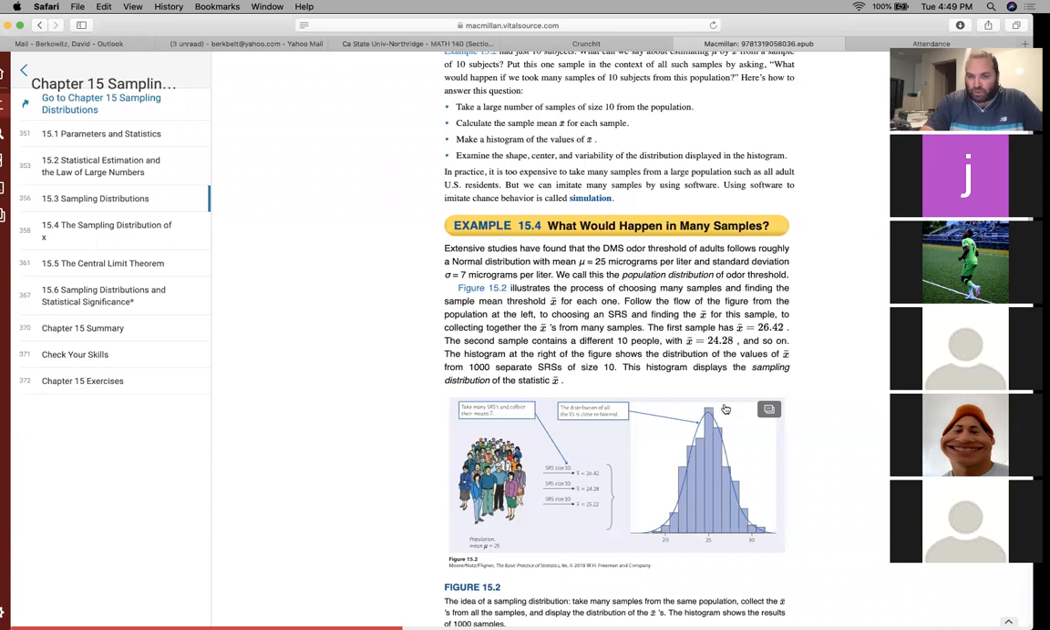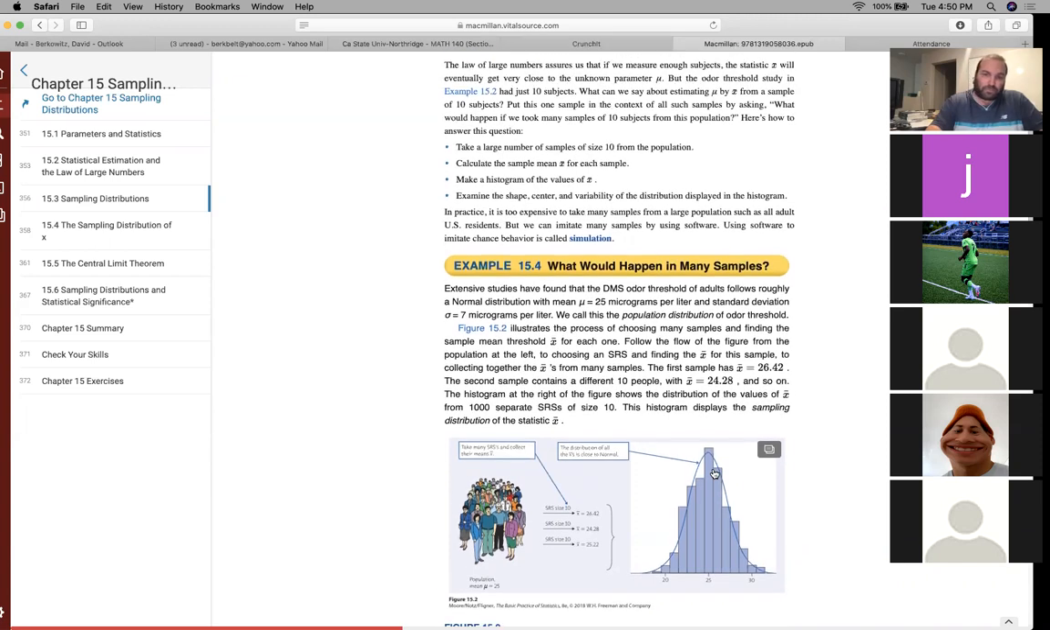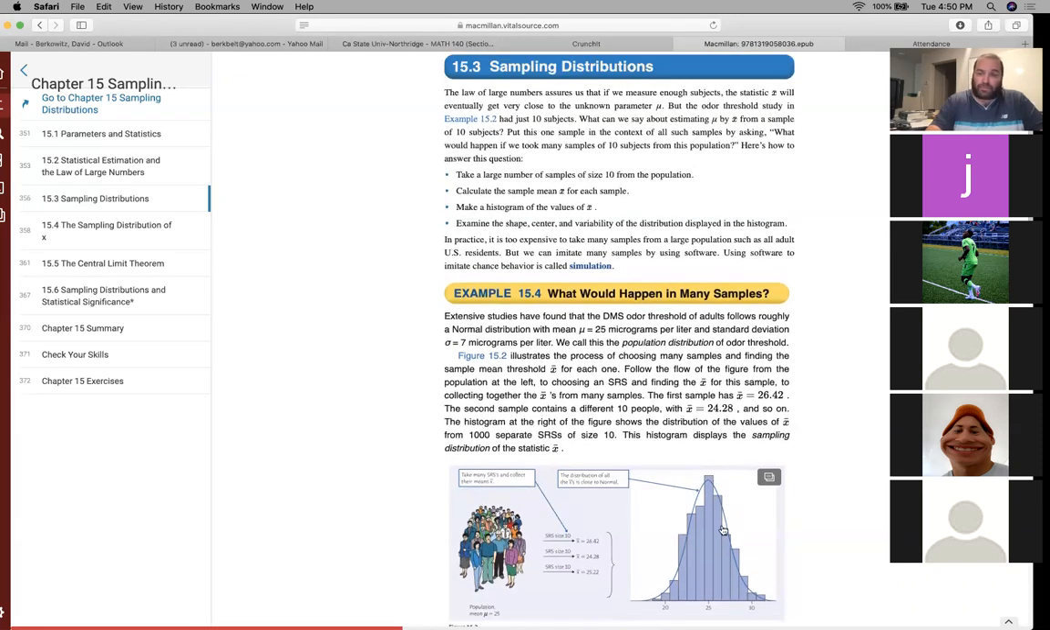According to this, where are you most likely to fall? If I give you one observation, where are you most likely to fall? Around 25, where it's the highest. And then as you differ from 25 in either direction, you expect it to be less and less likely, so that fewer observations occur around 20 or 30 than around 25, right? Now, this is one observation at a time.